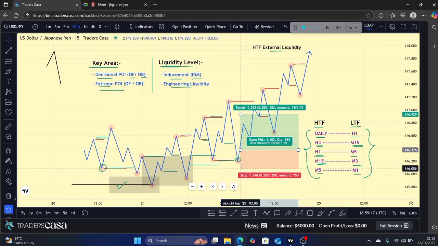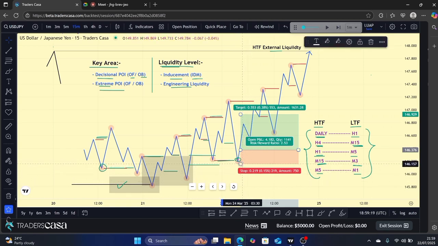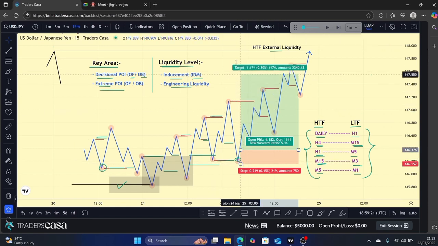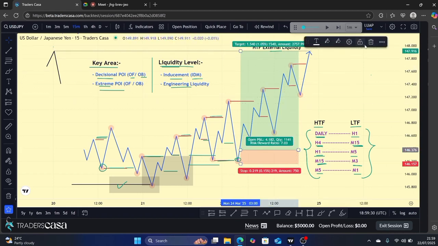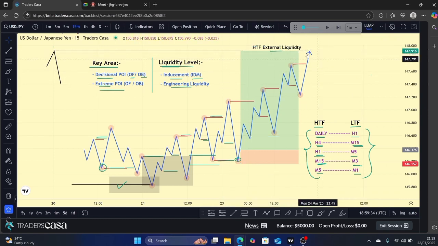So right here, after the major inducement is taken out, of course, stop loss below there, and target profit, of course, the higher time frame external liquidity. You can see the process of buying actually continues until the higher time frame external liquidity. And by the way, it is not a must for you to place your profit taking at the higher time frame external liquidity.